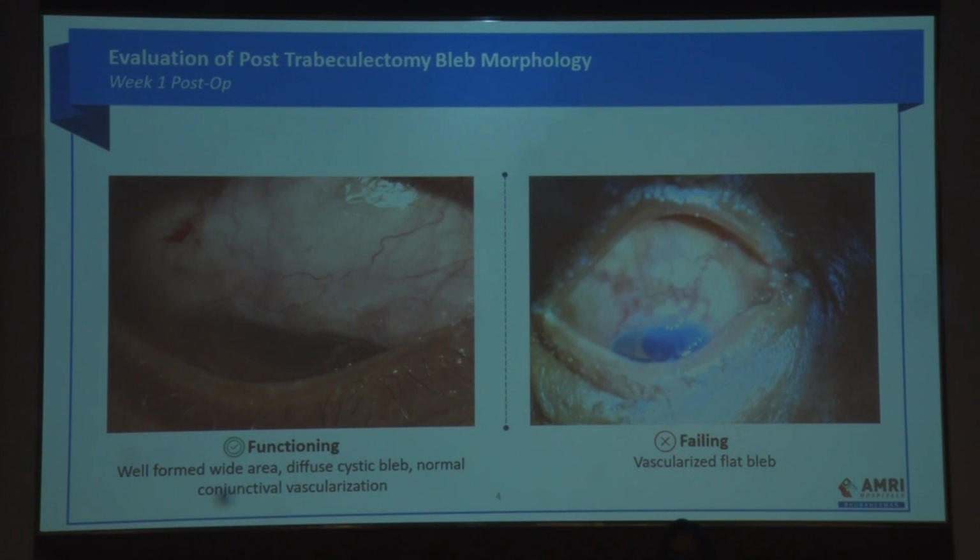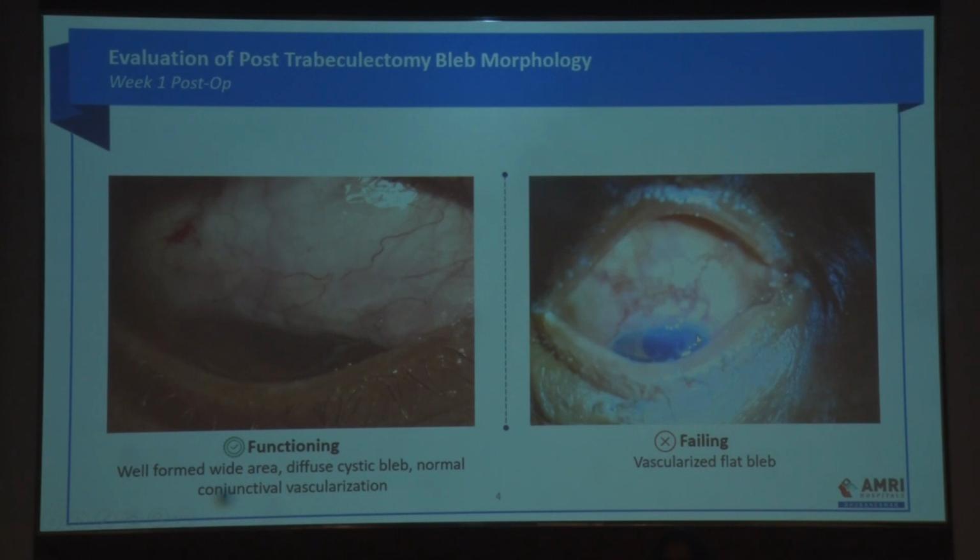And on the left side, this Bleb was after 1 week. This was a cystic diffuse area Bleb, with normal conjunctival vascularization and a posteriorly draining Bleb. Without any medication, this maintained its intraocular pressure after 6 months also. This is a nice Bleb.